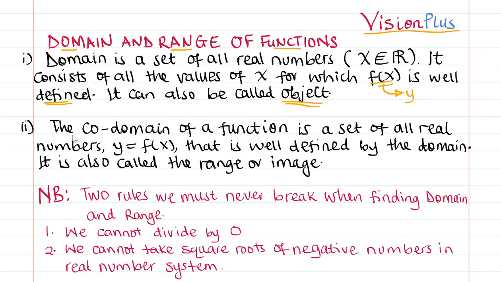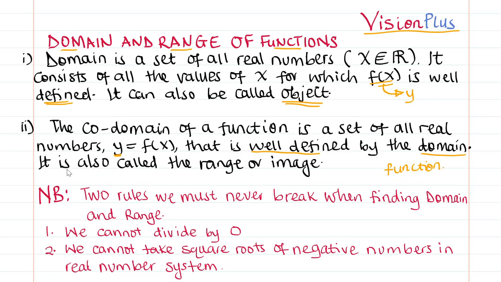We also say that the codomain of a function is a set of the real values or the real numbers of y. The codomain is a set of values that is well defined by the domain. That means that the codomain is dependent on the domain. The values of codomain are derived from the values of domain by following the rule called a function.